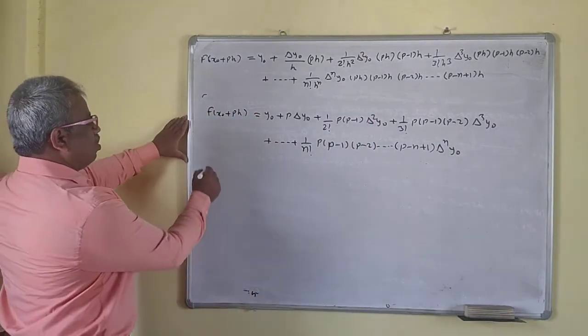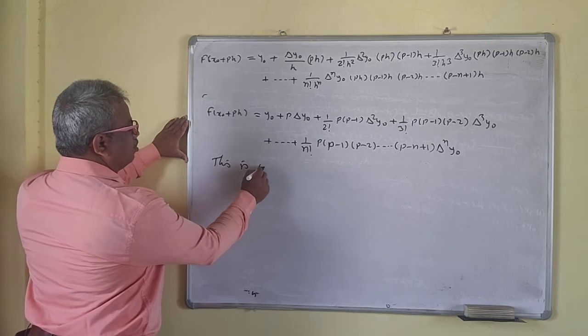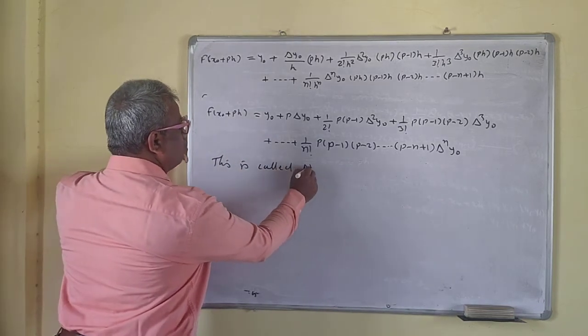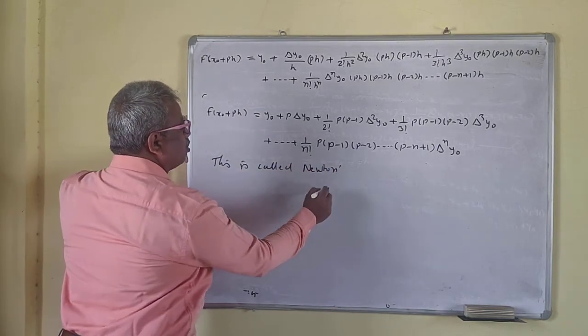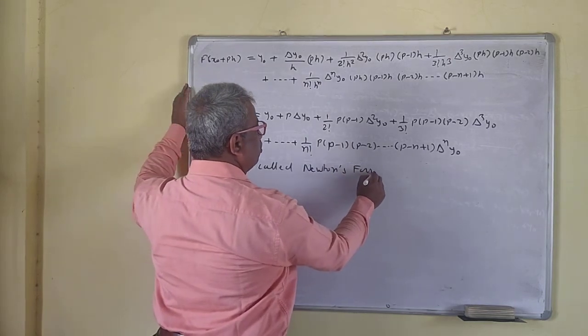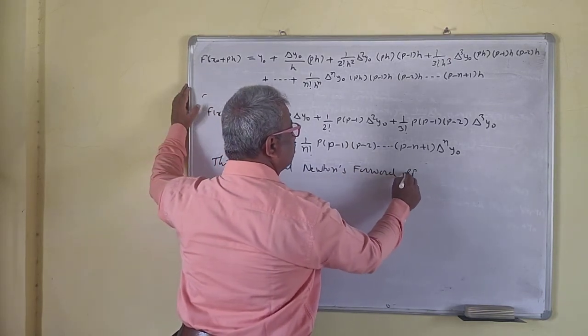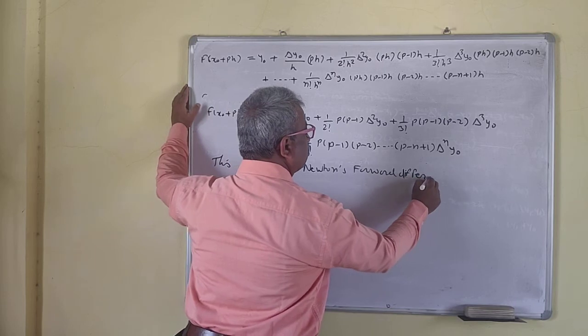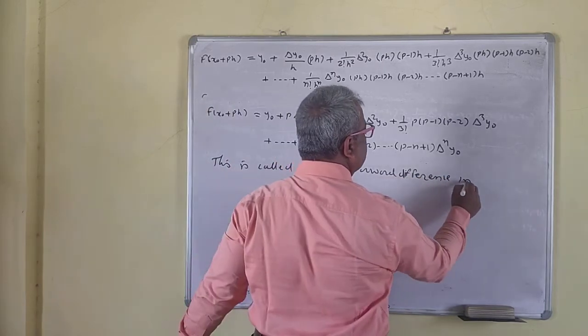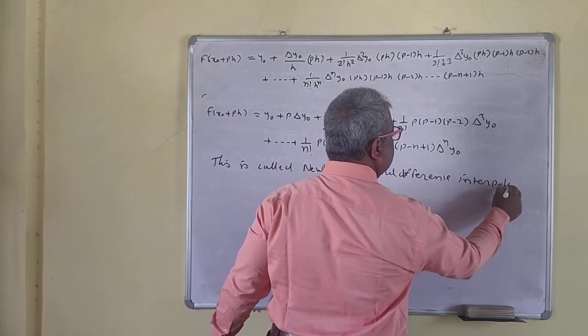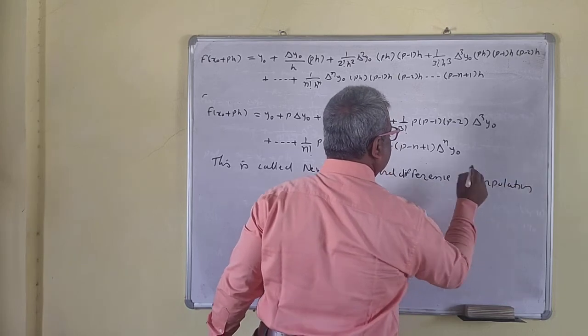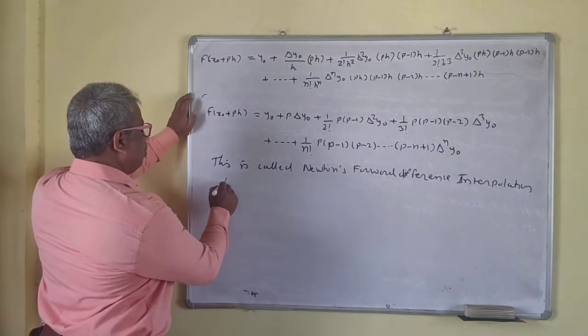Okay, so this is called Newton's forward difference interpolation formula.